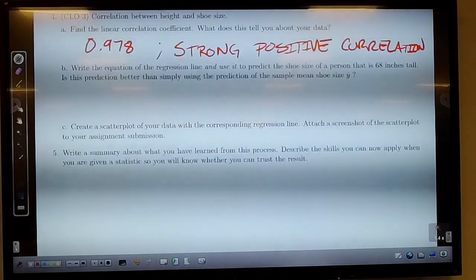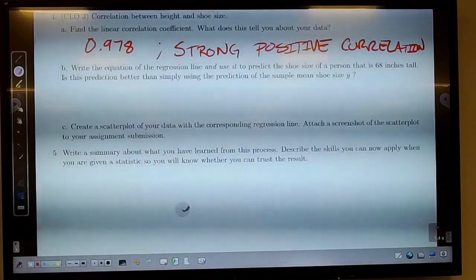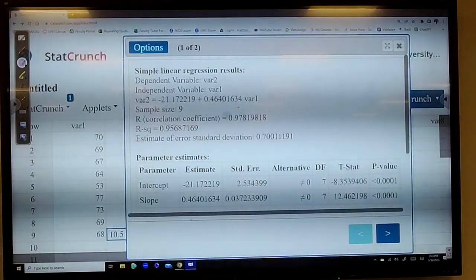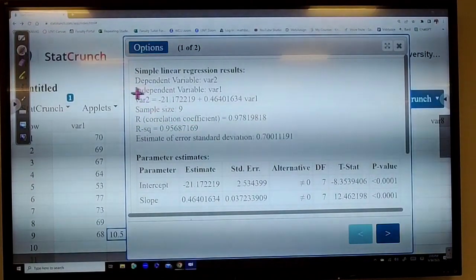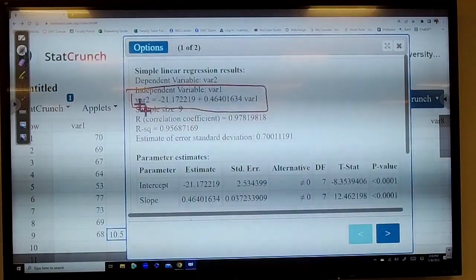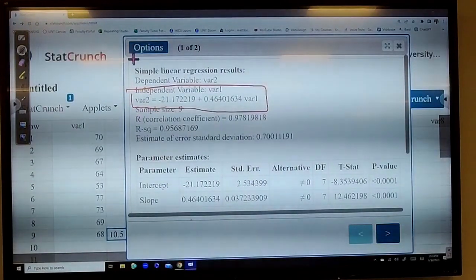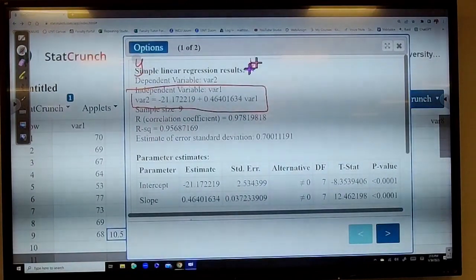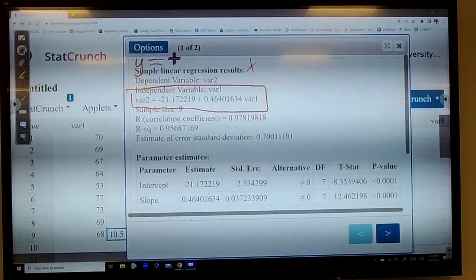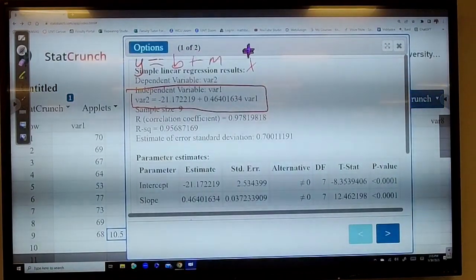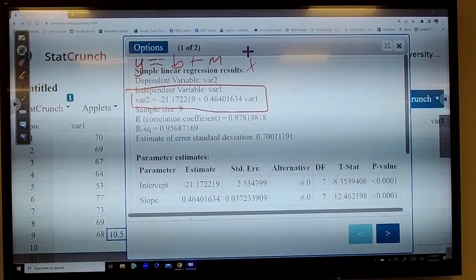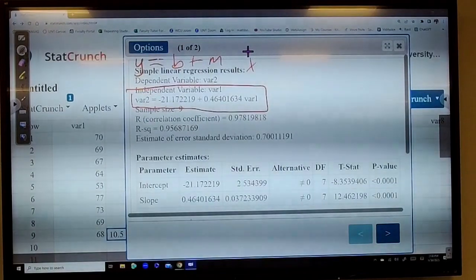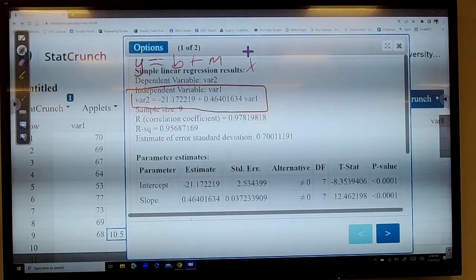Write the equation of the regression line and then use it. So the equation of the regression line is just a couple of lines above it. It says y, variable 2 is y, variable 1 is x. This is y equals b plus mx. So I'll use 2 decimals for each of them. So minus 21.17, that's b, and my slope is 0.46.